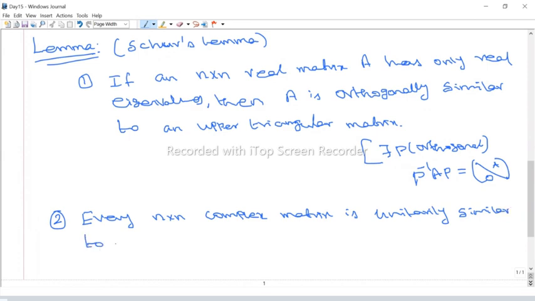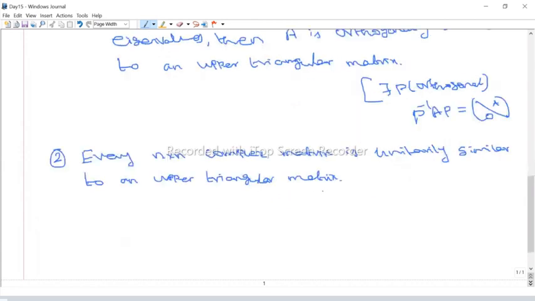Similar to an upper triangular matrix. It's always upper triangular. But if it is similar to a diagonal matrix, then it becomes diagonalizable. In general, not all matrices are diagonalizable. But any matrix is similar to an upper triangular matrix.